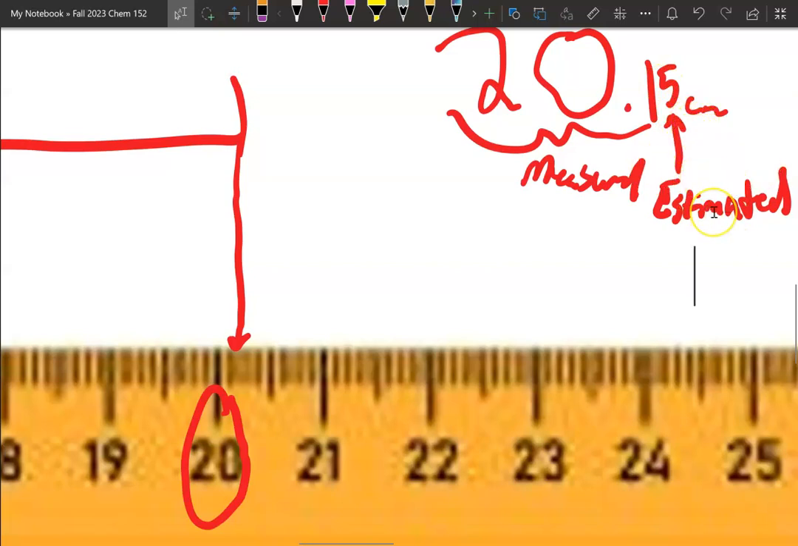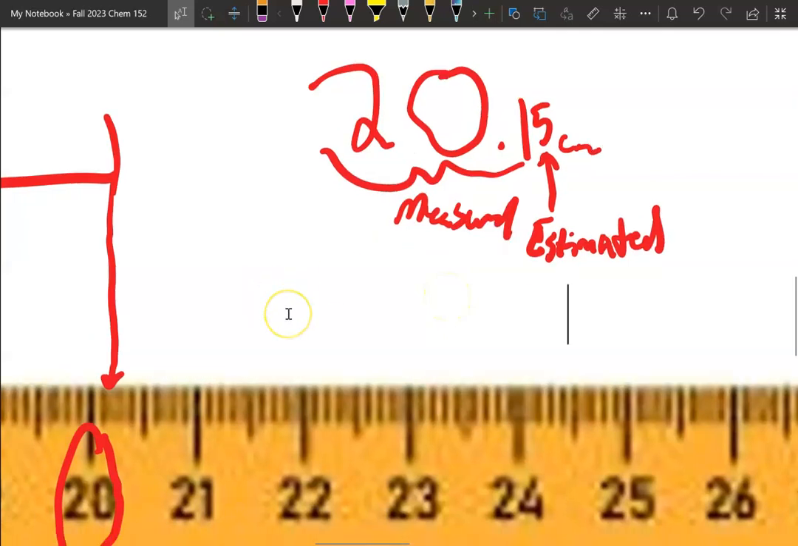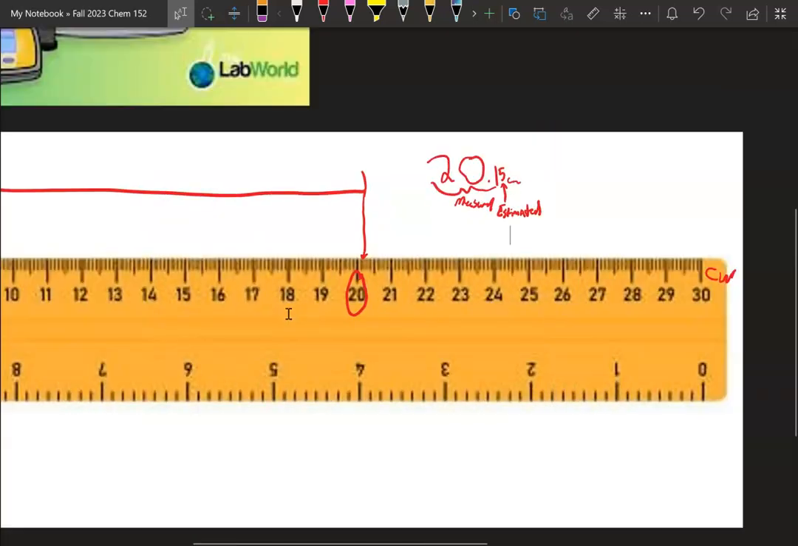Again, the estimated digit is important because it helps to secure the accuracy. It helps to explain how many decimal places this can measure to. You always want to read in between the lines, and that's true for anything.